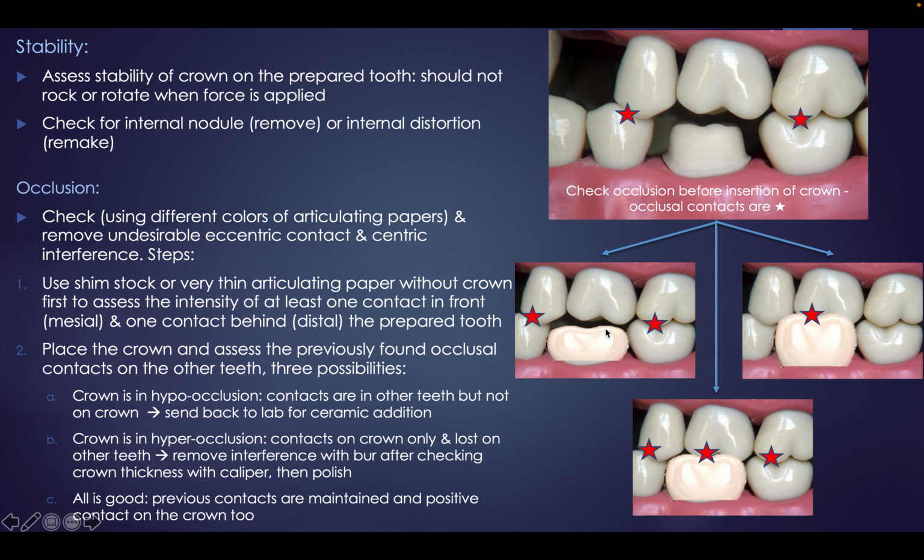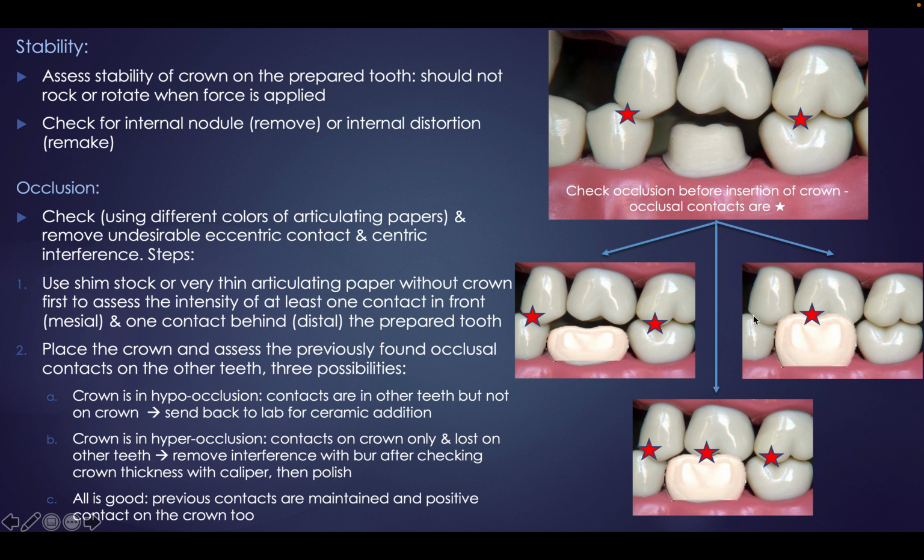Then you put the crown in, and once you put the crown here, you have three possibilities. Again, you put the articulating paper here and there. If you have a contact here and a contact there, but you put articulating paper here and there is no contact, it means this crown is in hypoocclusion. In this case, you need to send it to the lab. They will add some ceramic and you can cement it only after that.